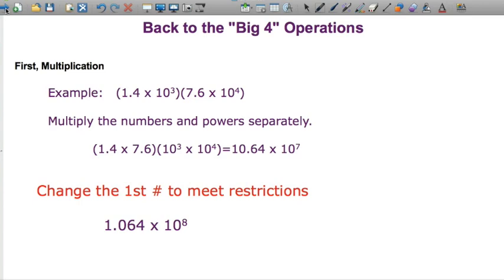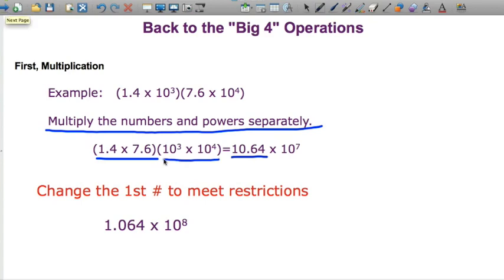So let's use scientific notation, and it's actually pretty easy if you remember to multiply the numbers and powers separately. So I'm going to multiply 1.4 times 7.6. That's going to get me 10.64. Hold on, I know what you're thinking, but wait for a minute. Then I'm going to multiply 10 to the third times 10 to the fourth, and we know we have similar bases. So what I end up doing is adding the indices together to get 10 to the seventh. So the laws of indices still apply.